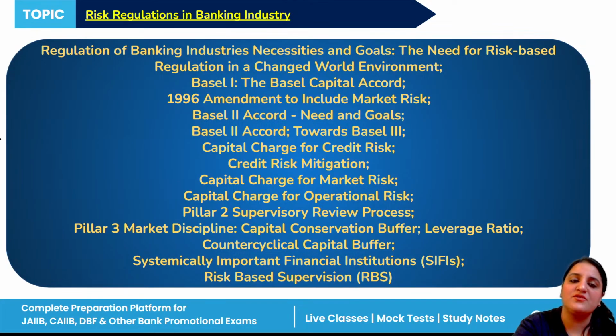Next chapter, this is a very important and very long chapter. This tells about Basel 1, Basel 2, Basel 3. Now we are following Basel 3, in which there are three pillars. Pillar 1 is about minimum capital requirement. The second one is about supervisory review. The third one is about market discipline.